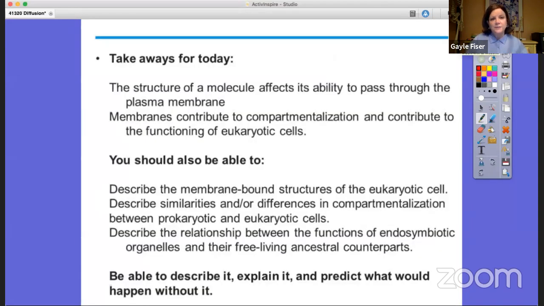So your takeaways for today: the structure of a molecule affects its ability to pass through the plasma membrane. Membranes contribute to compartmentalization and contribute to the functioning of eukaryotic cells. You should also be able to describe the membrane-bound structures of the eukaryotic cell. You should be able to describe similarities and differences in compartmentalization between prokaryotic and eukaryotic cells, and describe the relationship between the functions of endosymbiotic organelles and their free-living ancestral counterparts. And always, my motto: describe it, explain it, and predict what you would do without it.